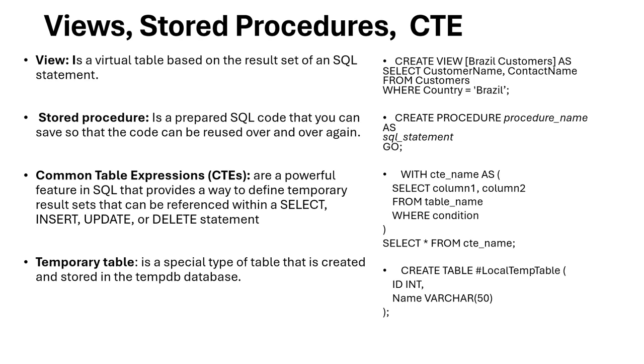So what is a view? A view is a virtual table based on the results of a SQL statement. So this is the command. Then a stored procedure is prepared SQL code that you can save so that the code can be reused over and over again. I'm going to show you how you can define stored procedures. Then common table expressions are a powerful feature in SQL that provides a way to define temporary result sets that can be referenced within a SQL select, insert, update, or delete. Then a temporal table is a special type of table that is created and stored in the temporal database.